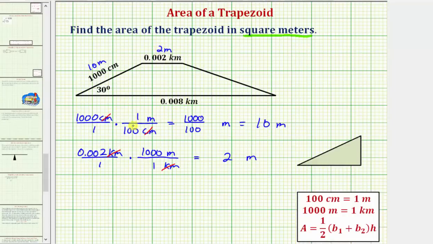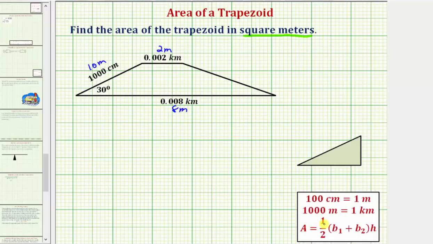And then for this last length, we have 0.008 kilometers, which we probably recognize will be 8 meters, but let's go ahead and show it. We'd multiply by the unit fraction of 1,000 meters over 1 kilometer. Again, the units of kilometers simplifies out. 0.008 times 1,000 is equal to 8, which means this length is 8 meters.